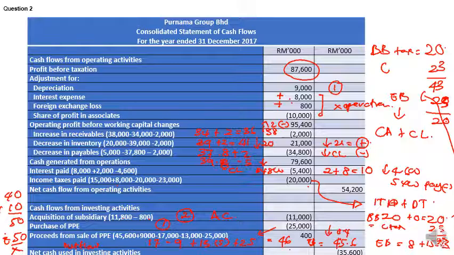Then we look at the interest paid. The beginning balance of interest payable is 2, plus the interest expense for the current year of 8, so altogether you have 10. The ending balance of interest payables is only 4.6, or 4,600. So there is a reduction of 5,400. A reduction means that you made a payment, so payments here you need to minus.